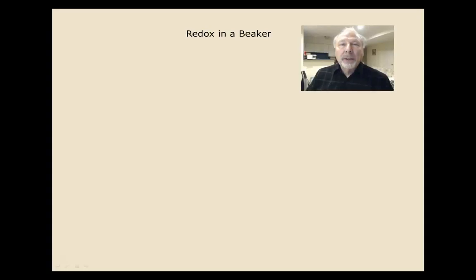Redox in a beaker. Now this is still one of the introductory lessons on electrochemistry. In this video I want to introduce you to the microscopic reactions that take place in a beaker, as well as the standard reduction potential table, commonly known as the E0 table, which allows you to predict whether a reaction will occur or not. So let's get started.